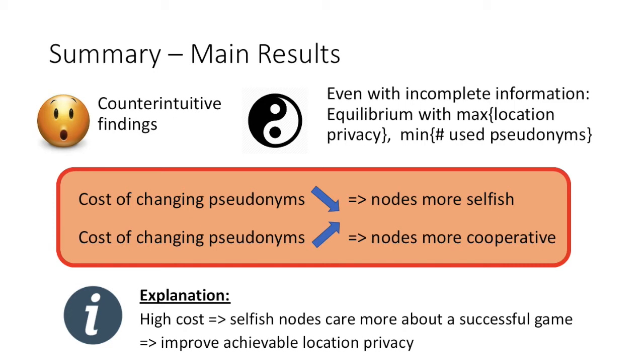This means that when the cost of changing pseudonyms becomes small, the nodes act more selfish, and nodes become more cooperative when the cost of changing pseudonyms is higher. This can be explained by the fact that when the cost of pseudonym is large, the selfish nodes care more about a successful game, which is here location privacy, and hence an improved achievable location privacy.